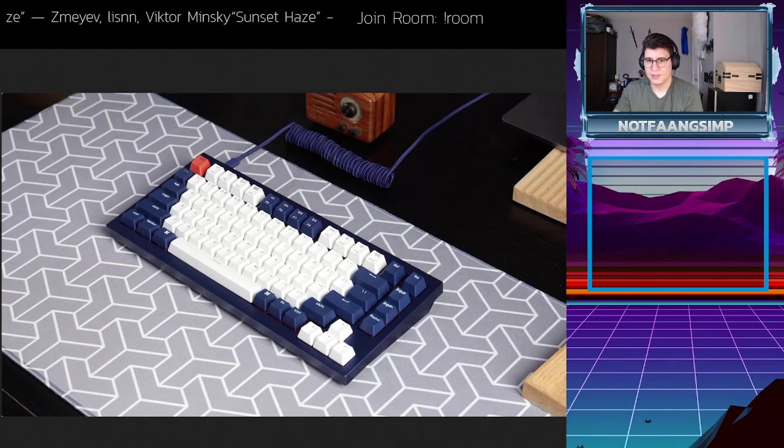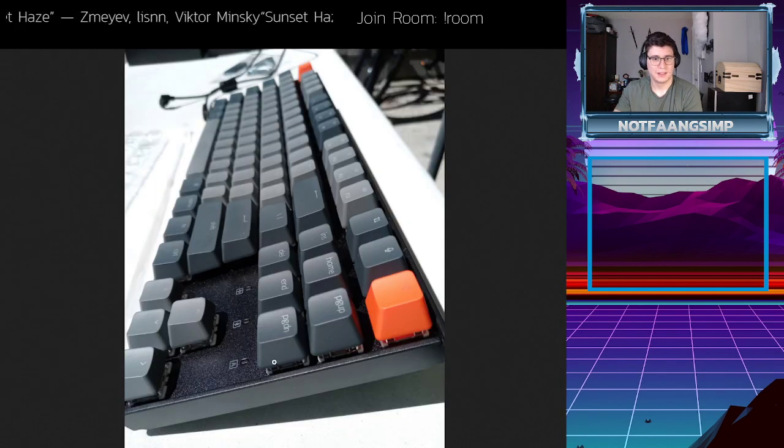See, the thing with the K8, let's look at this picture. I just don't like how the keys sit on this one. Look how high up they are off the board, and they're still spaced out. I think that would be the one thing that would turn me away from getting this board.